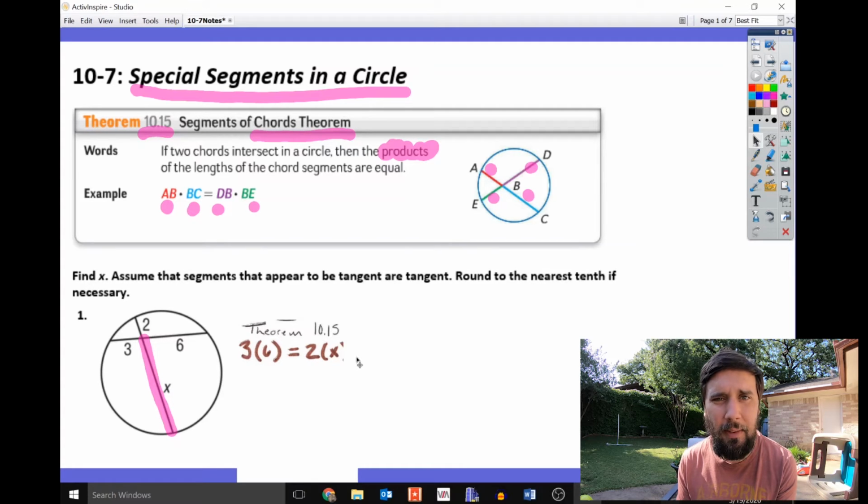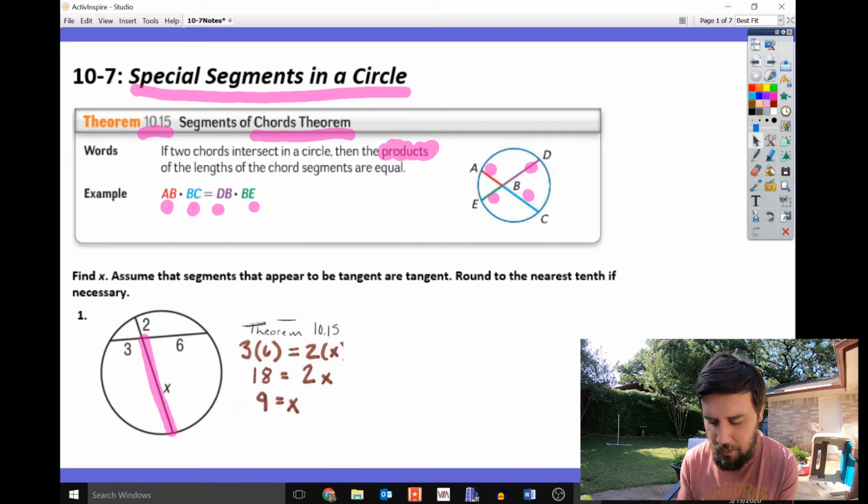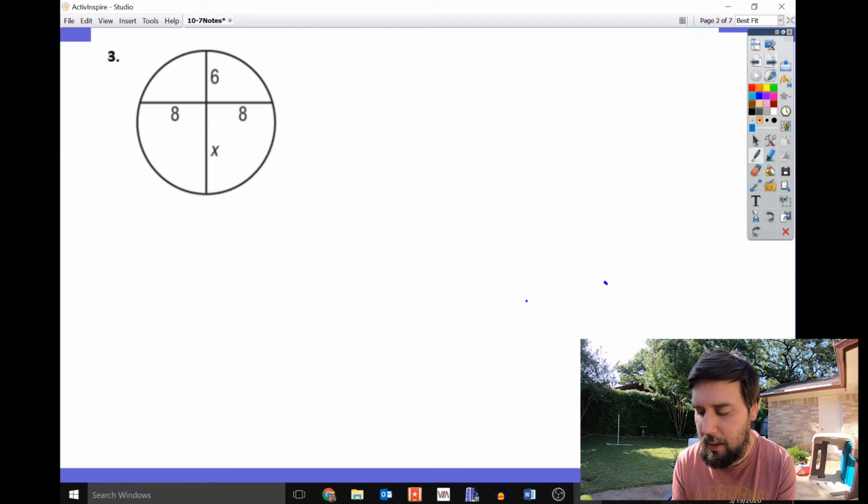That's an easy enough algebra problem, because 3 times 6 gives me 18, and then we have 2 times x, which is 2x. We'll divide by 2, and that means x has to be 9. This segment is 9 units long. Pretty easy, huh? The products of the segments of the chords are equal to each other. That's all you're doing here. So if you're missing one, you can use this theorem to find that segment.